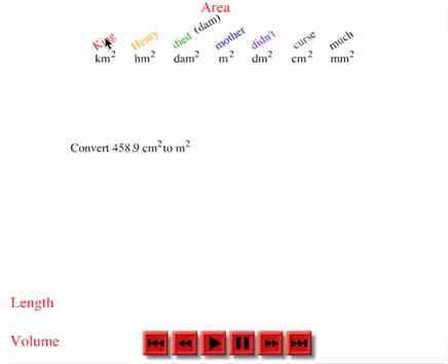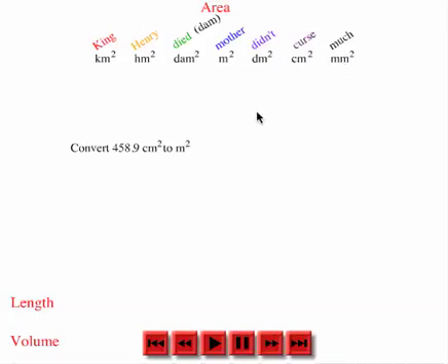Area. Here we're converting 458.9 centimeters squared to meters squared. And what we've learned is that every step on the diagram, you're multiplying by 100, or you're dividing by 100, depending on which way you're going.